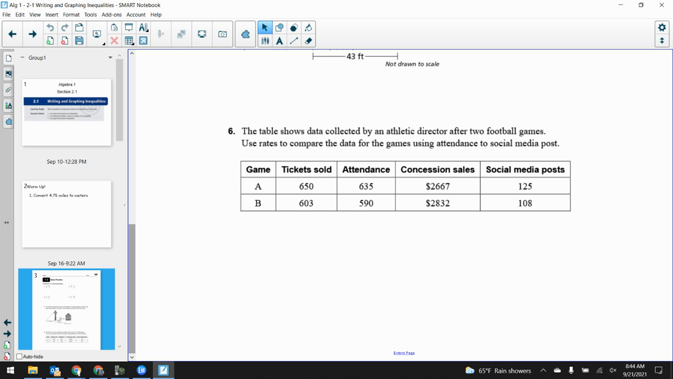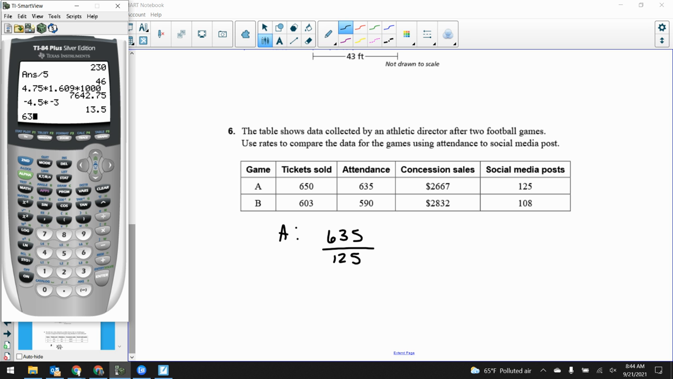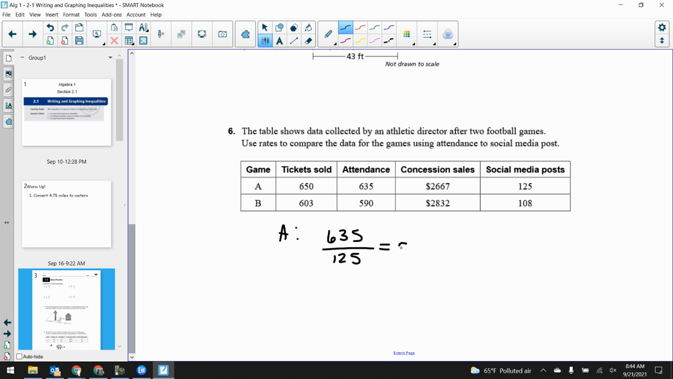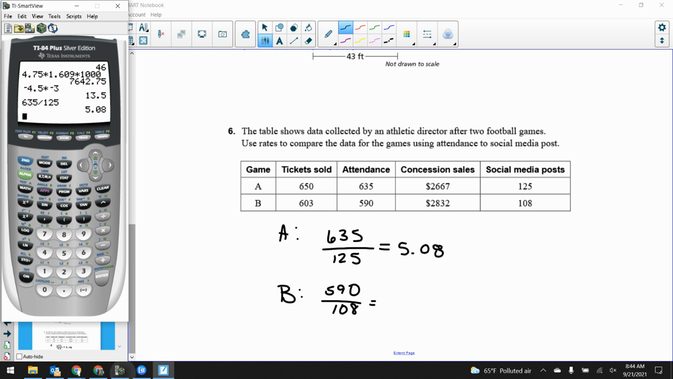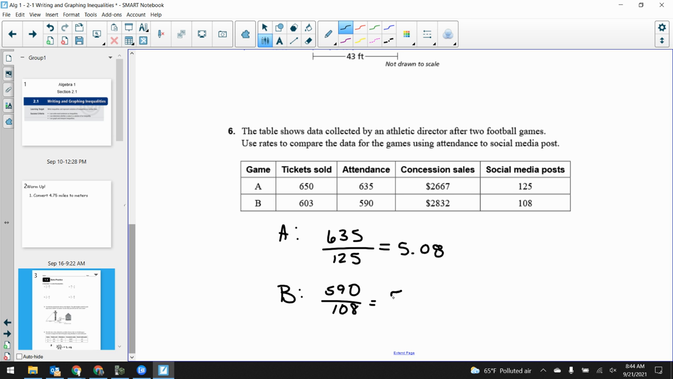So attendance. This is game A. This is attendance 635 out of 125 posts. Okay. So 635 out of 125, 5.08. And that is a person coming per social media post. Okay. B is 590 over 108. Okay. So 590 divided by 108. And that is 5.46. Yeah, 5.46.